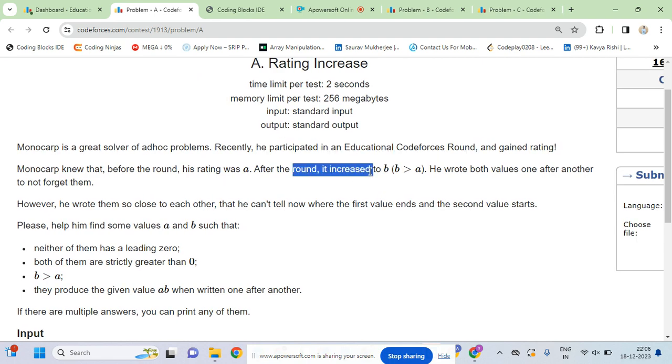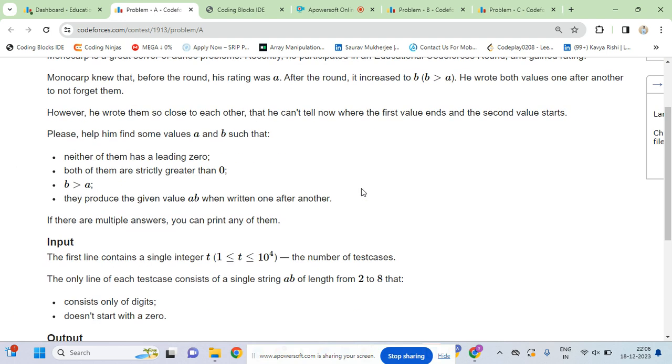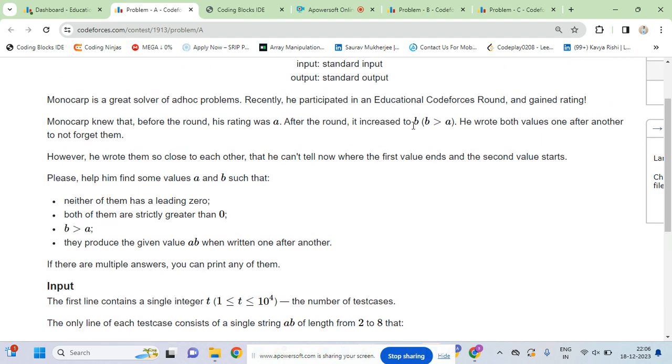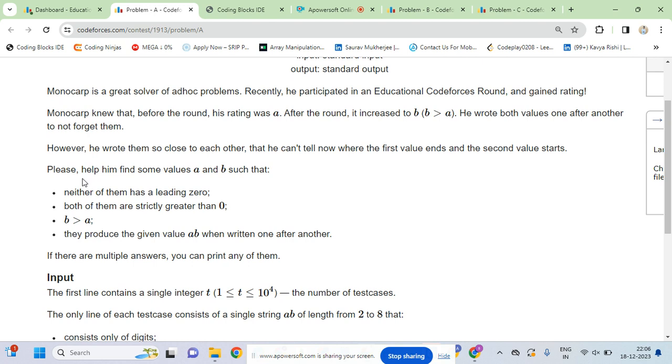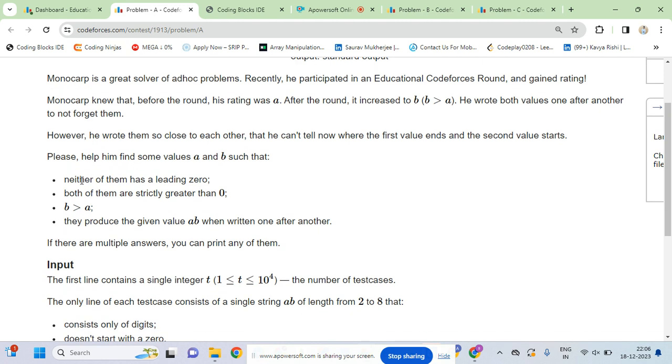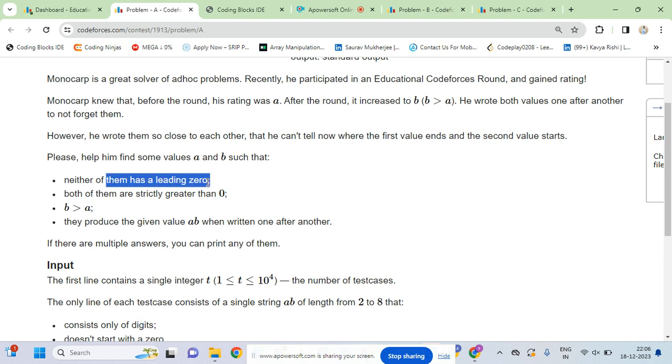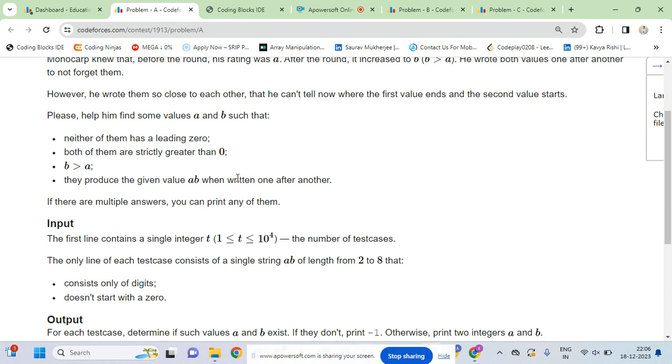What it means that it increased is that B is greater than A. So he wrote both the values one after another so that he does not forget them. However, he wrote them so close to each other that he cannot tell where one value ends and where the second value starts. So basically, A and B are written adjacent without any gap, and you have to identify what is the value of A and what is the value of B. Obviously, these numbers do not have a leading zero. They are strictly greater than zero, and B is greater than A. That is also given, and the input is the result, A and B written one after another.